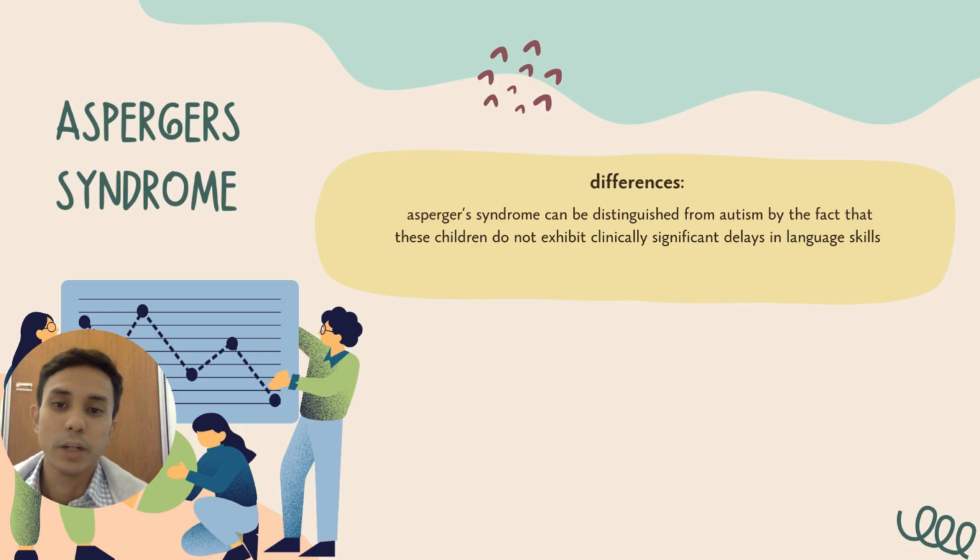Okay, next let's talk about Asperger syndrome. How do we differentiate it from autism? Asperger syndrome can be distinguished from autism by the fact that these students do not exhibit clinically significant delays in language skills. Other behavior is almost the same as autism, but in terms of language skills, Asperger syndrome does not exhibit clinically significant delays.